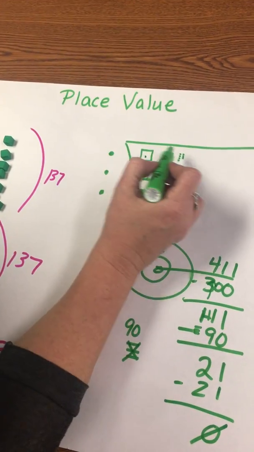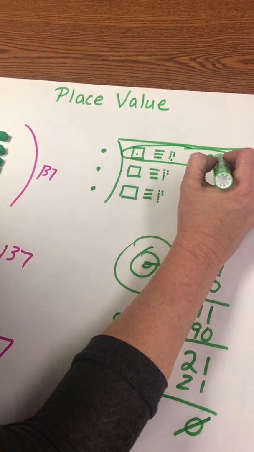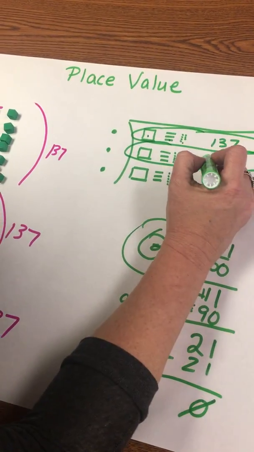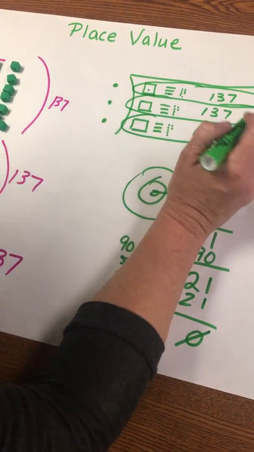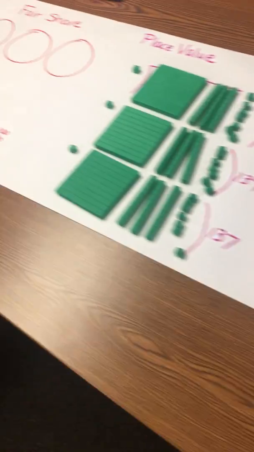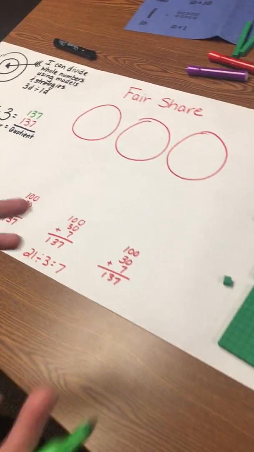I have 100 plus 30 plus 7. This group has 137. This group has 137. And this group has 137. My quotient is 137. Solved it several different ways. Now I have the same quotient.